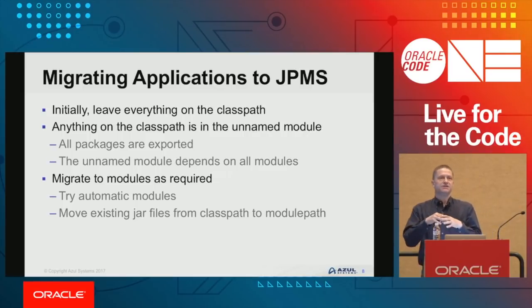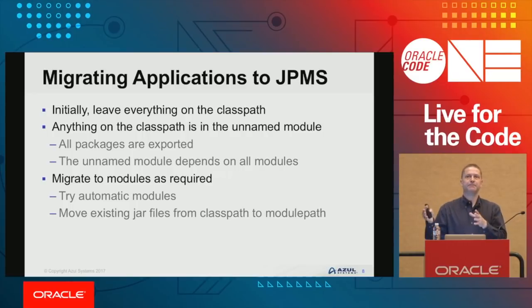What you get then is everything that's on the class path becomes part of the unnamed module. So there's one big unnamed module, and the way that works is it has a dependency on all the other modules which are on the module path, and you can have the classes there working quite happily with the modules that you need from the JDK. So initially you can just leave everything on the class path, and everything, aside from the other things I'm going to tell you about, should just work.